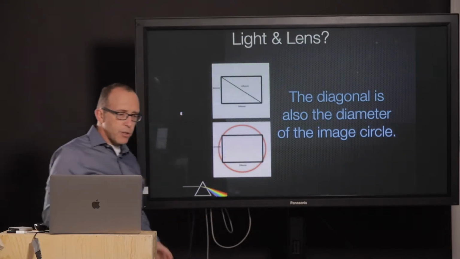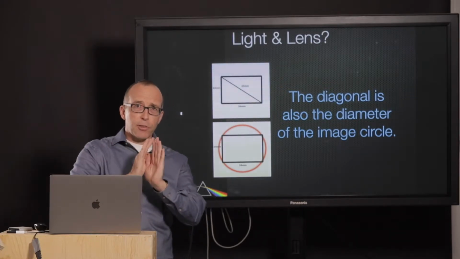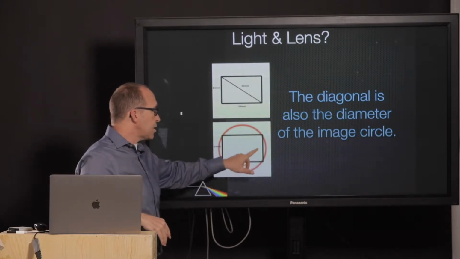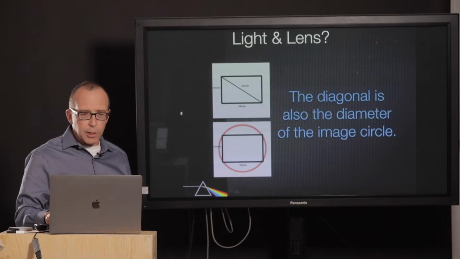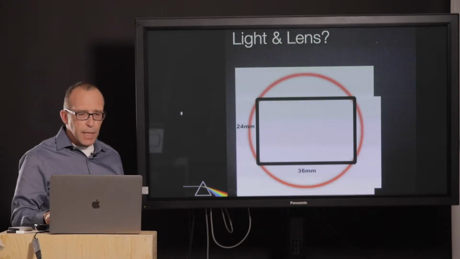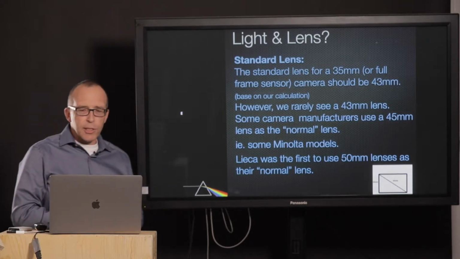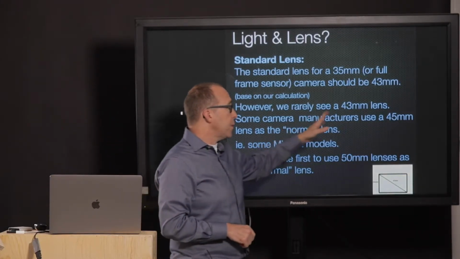So when manufacturers think about a lens, they have to make sure that the image that gets projected, that circular image, is big enough to cover the entire sensor. So that circle has to have a diameter of at least 43 millimeters. So what is a standard lens? Well, the standard lens in this case, based on this formula, would be 43 millimeters.